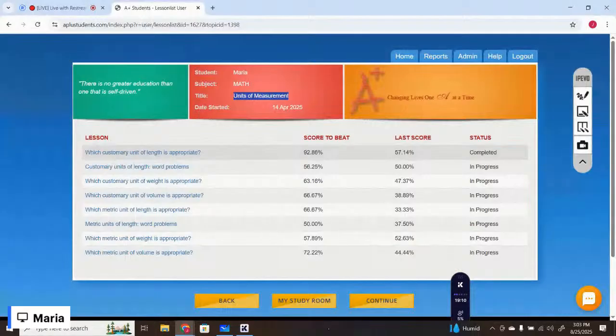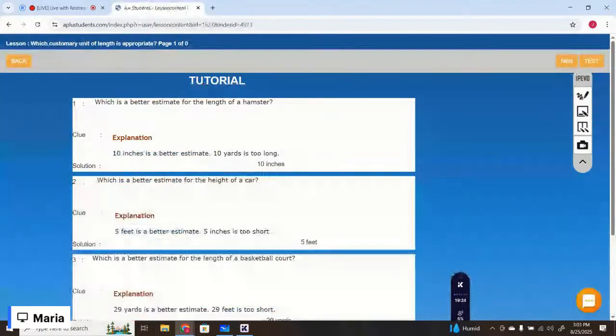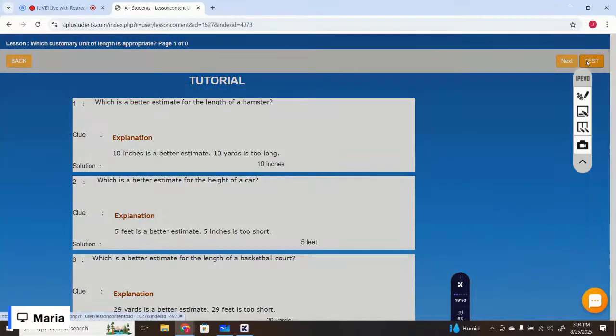Here I am on grade 2 math. The chapter we're on right now is unit of measurement. Let's start with the first lesson, which customary unit of length is appropriate. Which is a better estimate for the length of a hamster? It would be 10 inches because 10 yards is too long. Let's just start with the test questions.